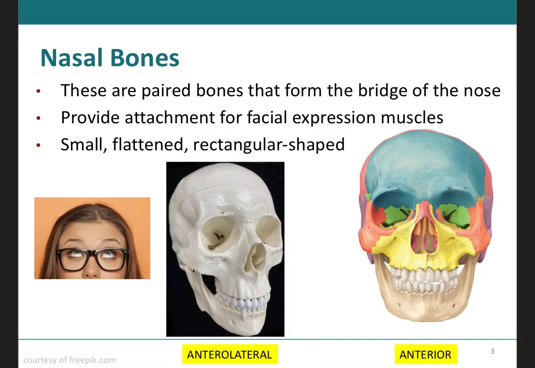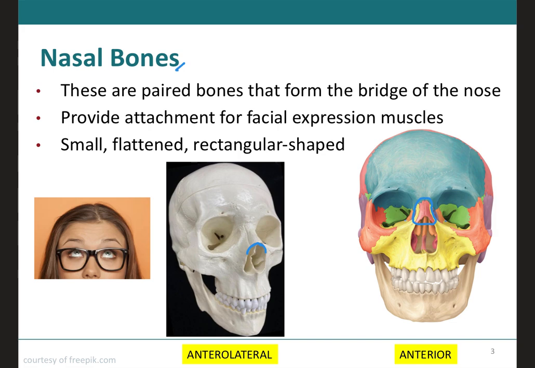Let us start with the nasal bones, which are these paired, small, flattened, rectangular bones right over here, and they will form the bridge of the nose. These small bones will protect the upper entry of the nasal cavity, and they will also provide attachment for a couple of very thin muscles for facial expression.